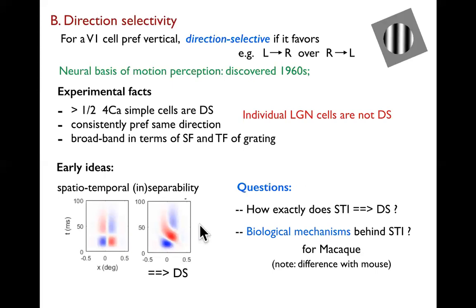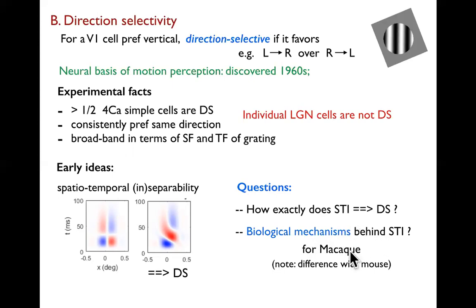So the questions that I would like to address are, how does spatial temporal inseparability imply direction selectivity? Okay, does it? And if so, why? But more importantly, what are the biological mechanisms behind spatial temporal inseparability?